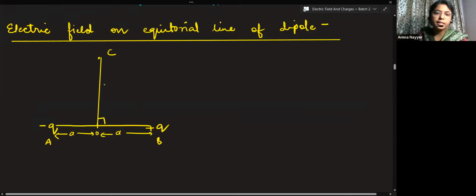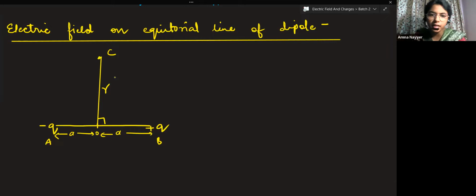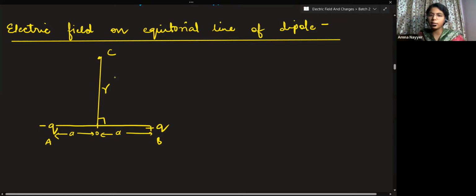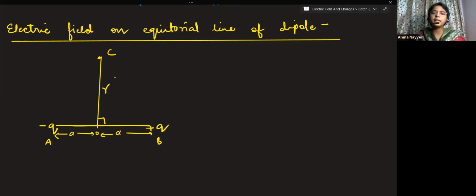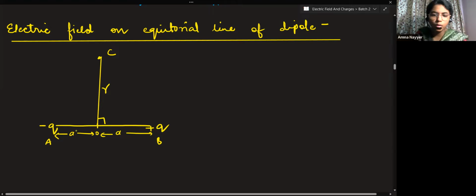This will be 90 degrees, and let's say from the point to the center of the dipole, again let's say this is some r. The way we have taken x in the previous case, let's say the separation is r. So r is again the separation from the point to the center of the dipole. There it was axial, so this got expanded. Here it is equatorial, so it is on the perpendicular bisector of it.